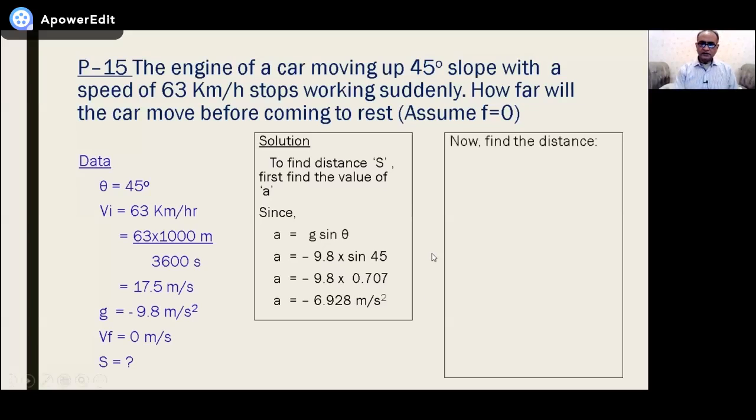Now we'll find the distance, using the same formula, same method. The value of VF is 0. The value of VI is 17.5. We'll substitute them. And 2 multiplied by 6.928.